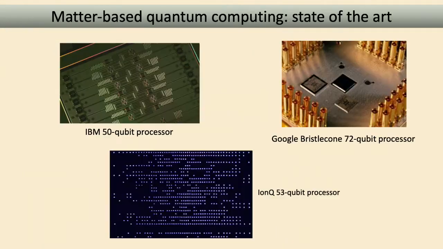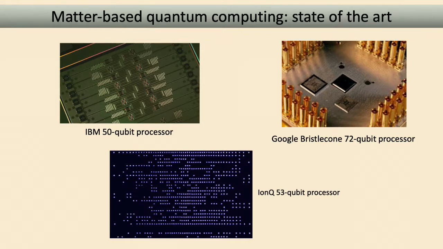So here's a rough overview of the current situation in quantum computing. Here I'm just focusing on matter-based qubits, so qubits that are realized in materials or some solid-state device. And currently, some of the big players include IBM. They have a 50-qubit processor, so 50 of these qubits all coupled together and working. Google has a big device they call Bristlecone, which has 72 qubits. And then there's a company called IonQ, where they have 53 qubits.